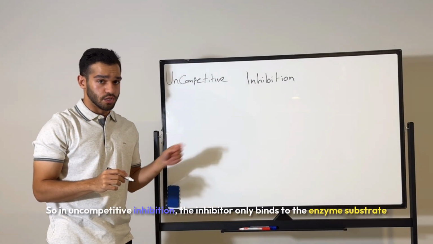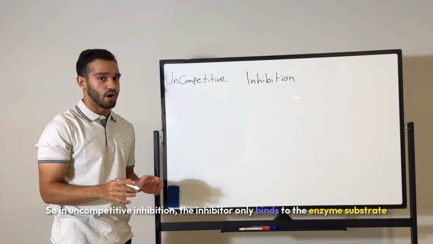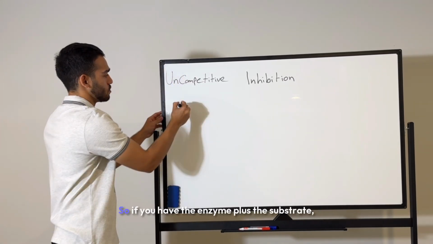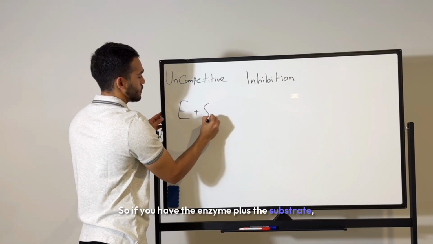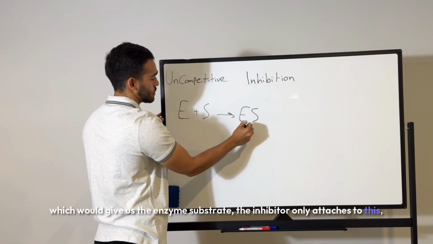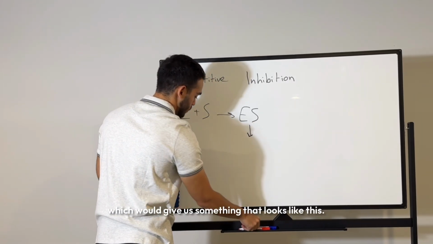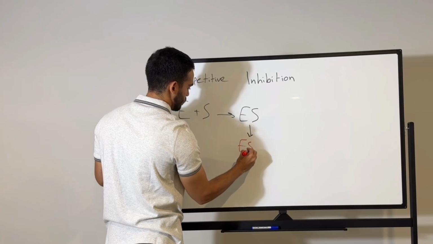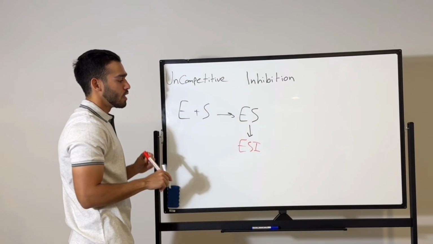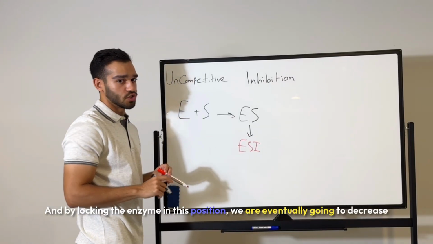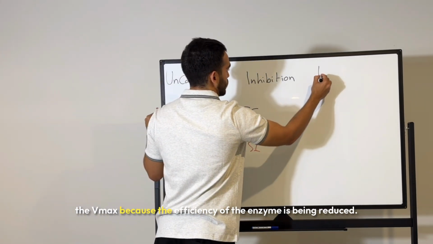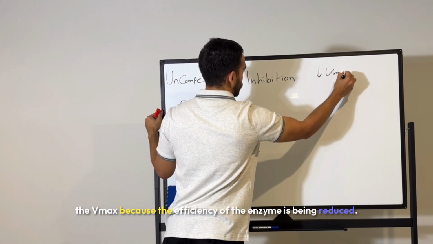So in uncompetitive inhibition, the inhibitor only binds to the enzyme substrate complex and locks it in that position. So if we have the enzyme plus the substrate, which would give us the enzyme substrate complex, the inhibitor only attaches to this, which would give us something that looks like this. This ESI complex is basically the enzyme plus the substrate plus the inhibitor, and by locking the enzyme in this position, we are eventually going to decrease the Vmax because the efficiency of the enzyme is being reduced.